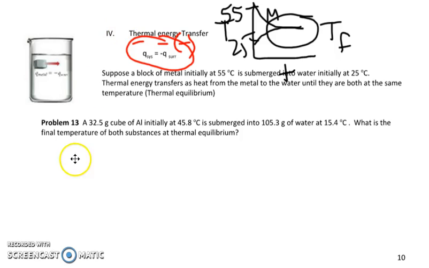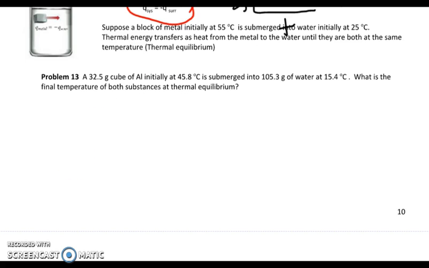So let's see how this works. It says a 32.5 gram cube of aluminum, initially at 45.8 degrees Celsius, is submerged into 105.3 grams of water at 15.4. What is the final temperature of both substances at thermal equilibrium? Well, what's first of all going to happen? That aluminum is going to give up its energy and water is going to absorb it. So the aluminum is exothermic, the water is endothermic.